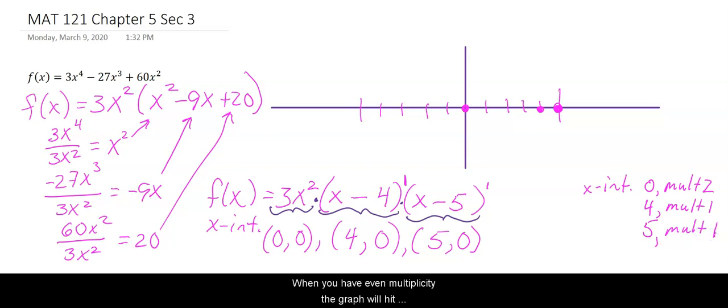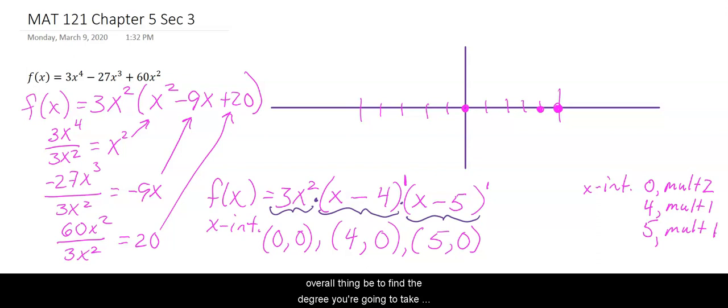When you have even multiplicity, the graph will hit that x-intercept, bounce off, and stay on the same side of the axis. Otherwise, if it's odd, they'll cross over the line. So now I need to look and figure out what my degree is. If I'm looking at this one, what would the degree of the overall thing be?